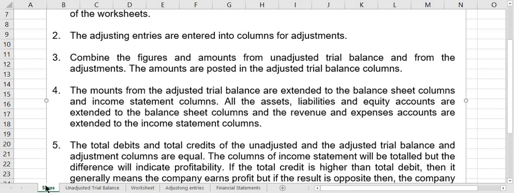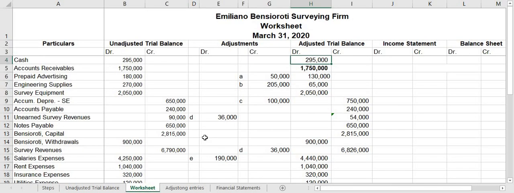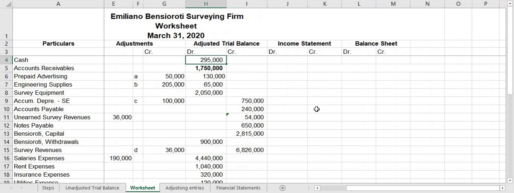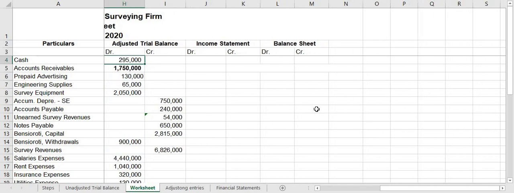Step 4: the amounts from the adjusted trial balance are extended to the balance sheet columns and income statement columns. All the assets, liabilities, and equity accounts are extended to the balance sheet columns, and the revenues and expenses accounts are extended to the income statement columns. So, let's go back to the worksheet. Let's move it to the side so that what we see is the adjusted trial balance.